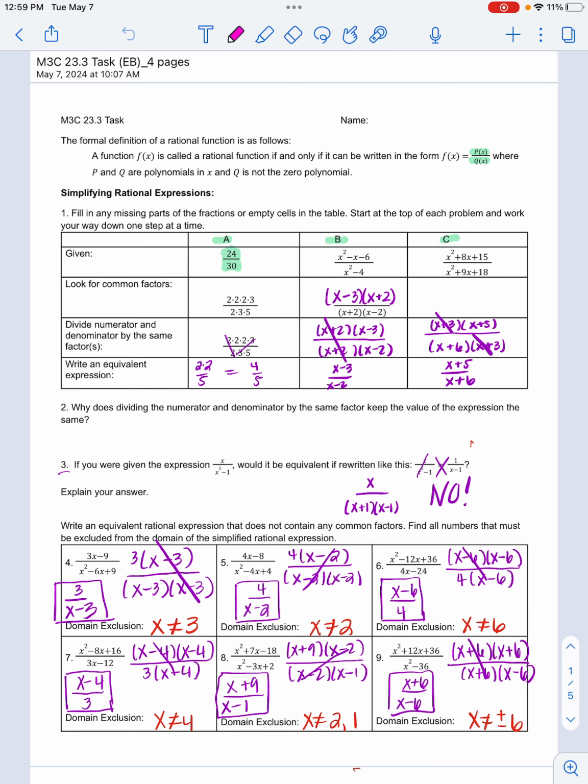Welcome back. I hope you were able to get these questions done. So I'm just going to show you the answers right here. Please make sure that you do your domain exclusions before you start dividing things out, because it does still affect your domain even if you divide it out. It still appears as a number that cannot be in the denominator, otherwise you would get an undefined value in the denominator because you would get a 0.